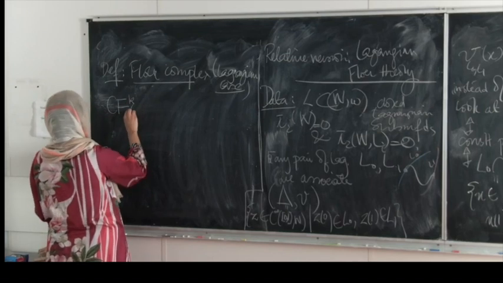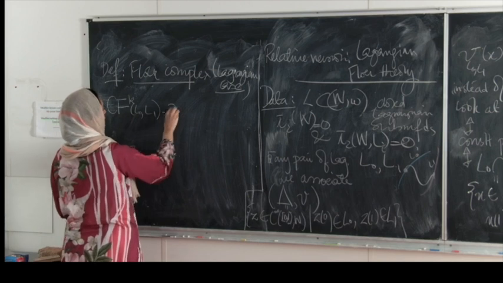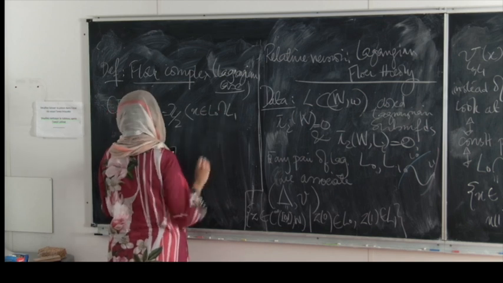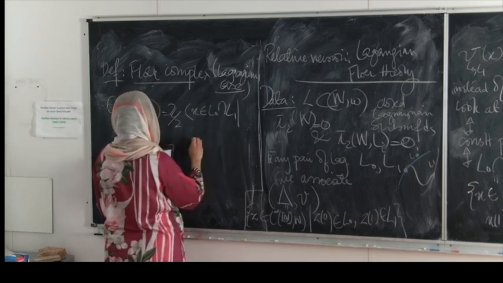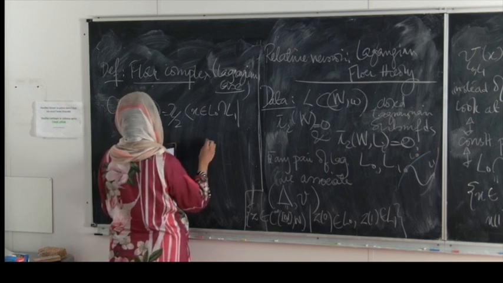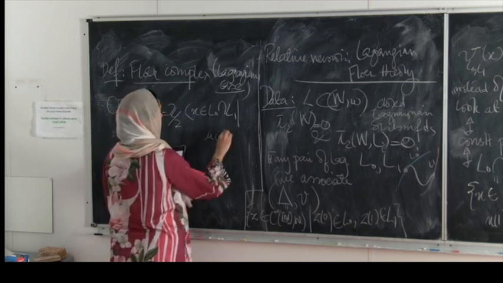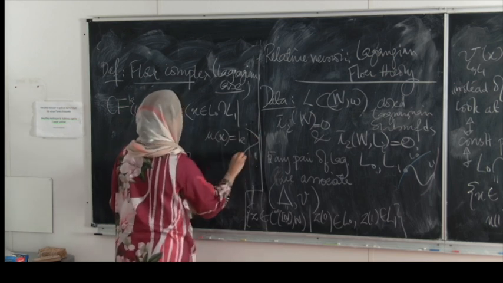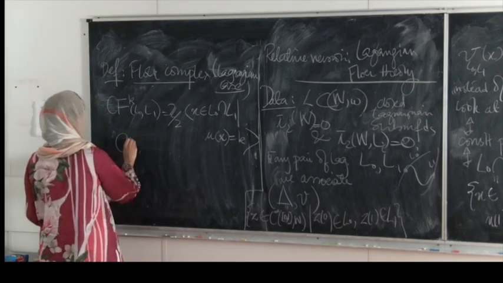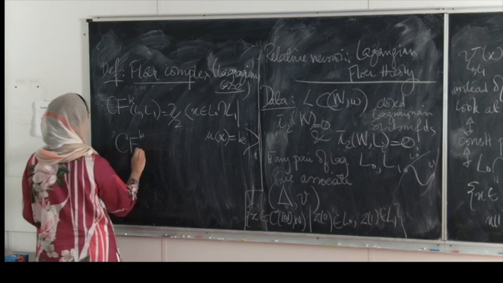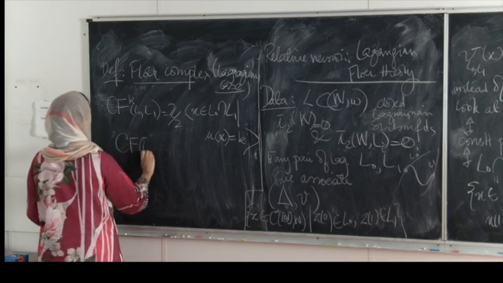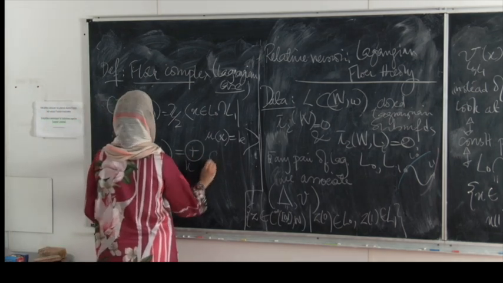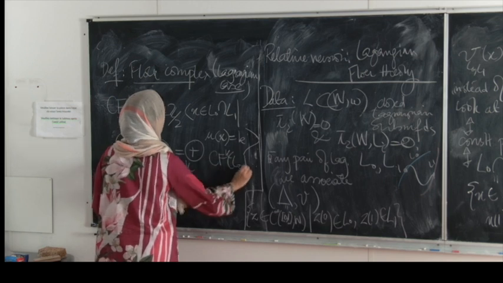So CF_k of L0, L1 is generated over Z mod 2 by intersection points such that this μ of x, the Maslov index, is exactly k. Okay, so you have a similar definition. And the entire complex, or the graded module, CF(L0, L1), is defined as the sum over these k of CF_k(L0, L1).